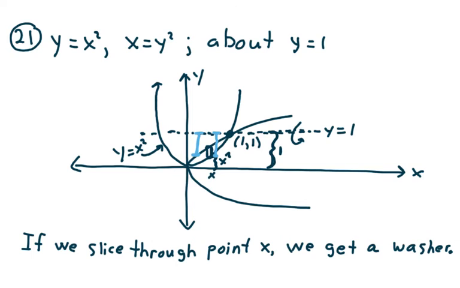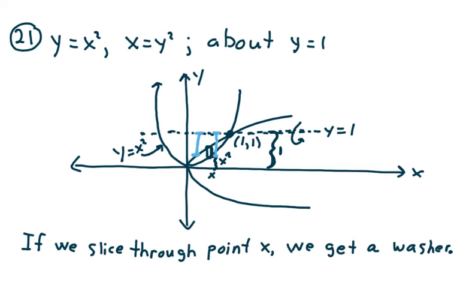If we take a look at 21, suppose we're given y equals x squared, x equals y squared, so these are two parabolas, and we want to rotate about the line y equals 1. And notice y equals 1 is a line parallel to the x-axis. And so if we slice through x, we get a washer.